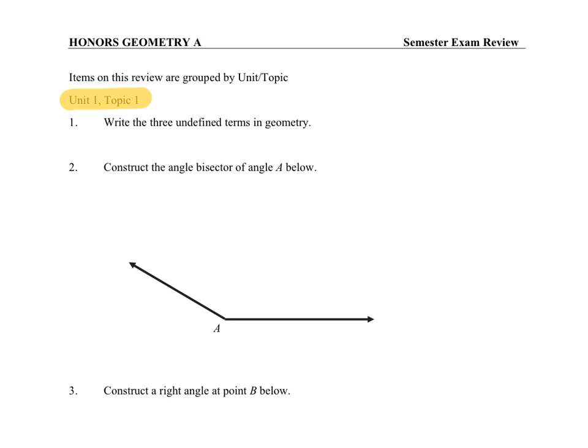In geometry, a point has no dimension. So this is one of our undefined terms. Even though we represent a point with a dot, the point has no length, width, or thickness. And a point is usually named with a capital letter, and in a coordinate plane, it is named by an ordered pair.